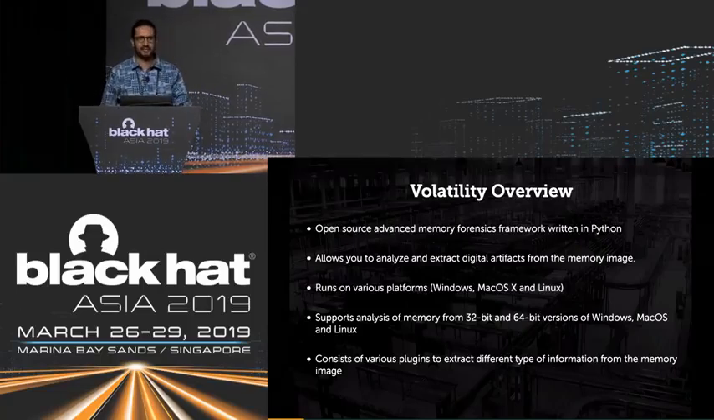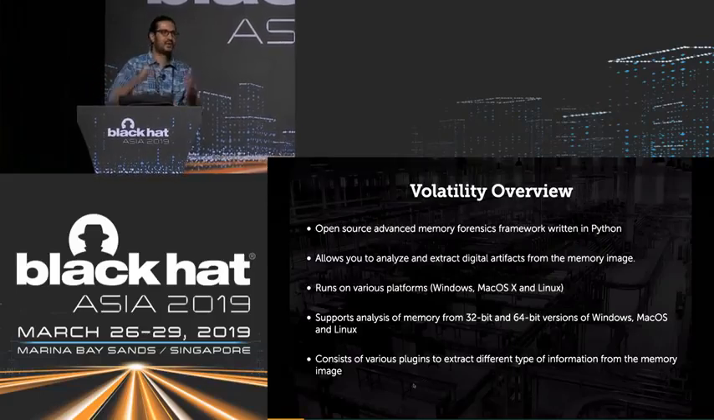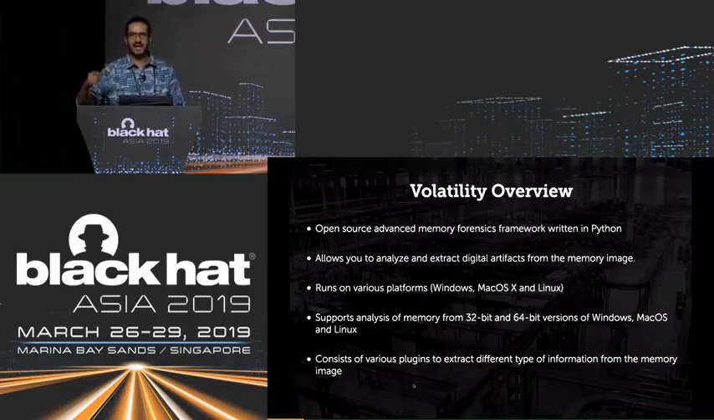It's an advanced memory forensic framework. It is written in Python, and it allows you to analyze memory images from various platforms, whether it's Windows, Mac OS X, Linux, and it also supports analysis of 32-bit and 64-bit operating systems. So Volatility is mostly a plugin-based system. Let's say you acquire a memory, you want to list the processes running on a system, you run a plugin. Similarly, to extract other types of information, for example, to list network connections, you run a different plugin. We'll look at that in some time. So it's a plugin-based system which allows you to extract different information from the memory image.